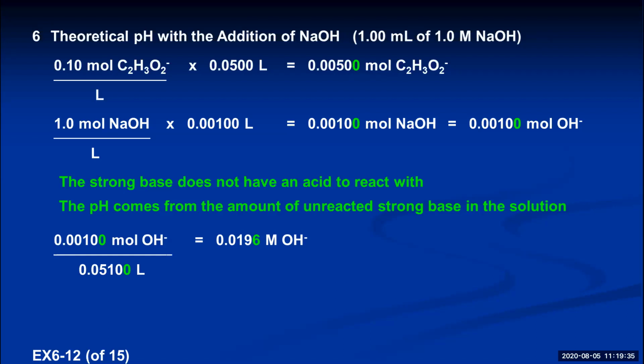The negative log of this number will be the pOH, and the pOH of the solution comes out to be 1.71. So the pH will be 14 minus that. So we're going to predict that this sodium acetate solution, when we add a little bit of sodium hydroxide to it, will have its pH increased up to 12.29.